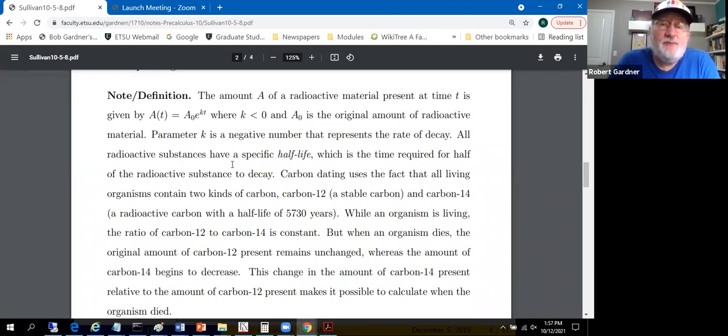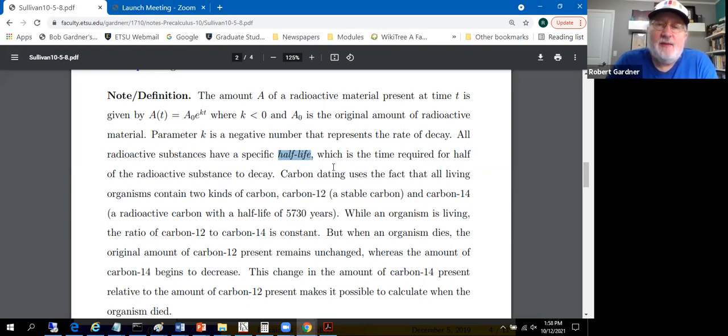All radioactive substances have a specific half-life. We mentioned doubling time when we were doubling that population of bacteria. A half-life is the time required for half of the radioactive substance to decay. We computed a doubling time, was it like 60-something years in the previous example? We could also compute half-lives. It's computationally very similar.